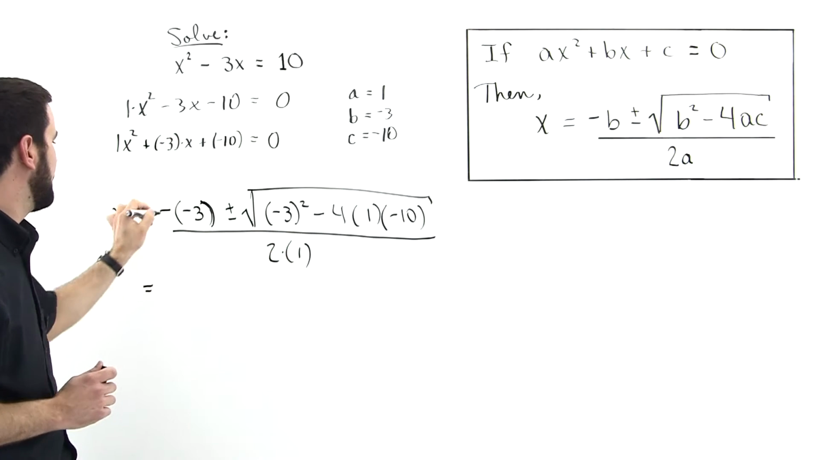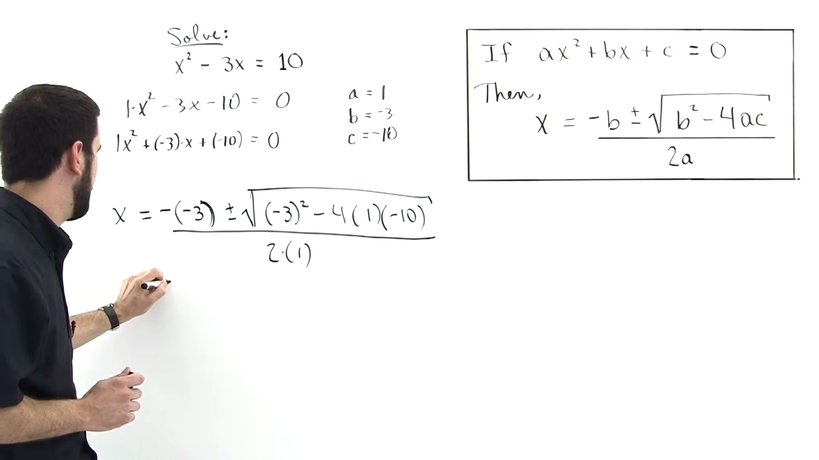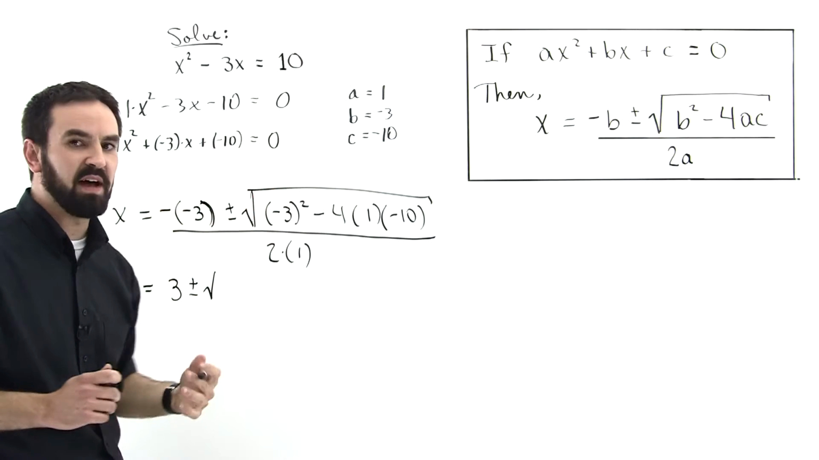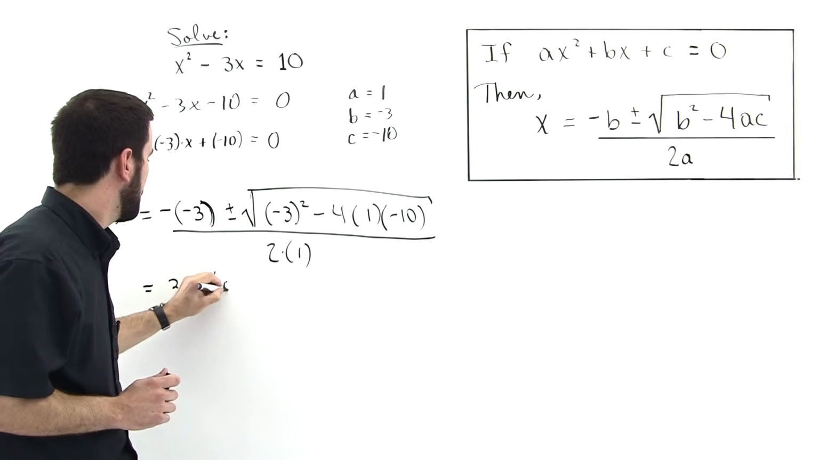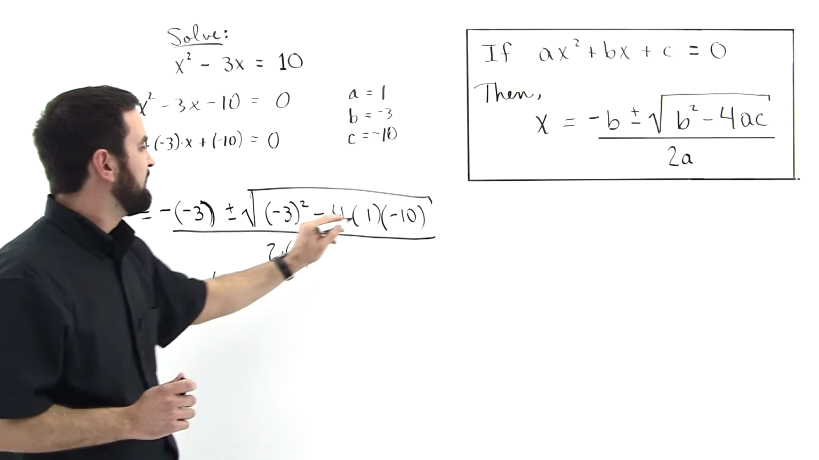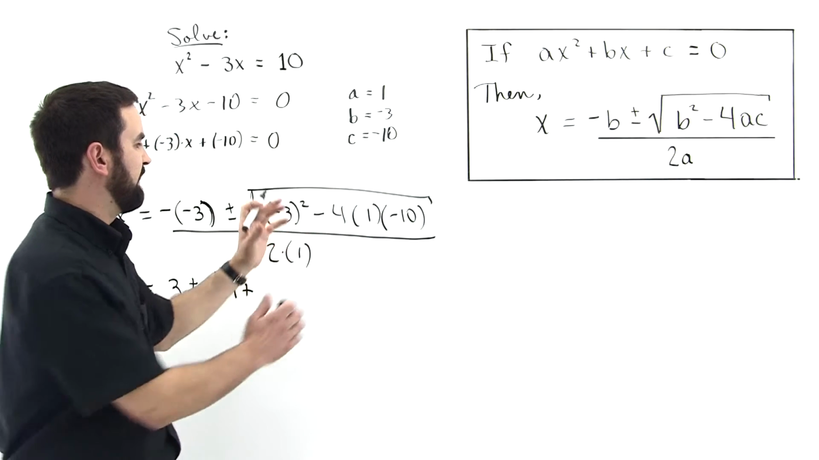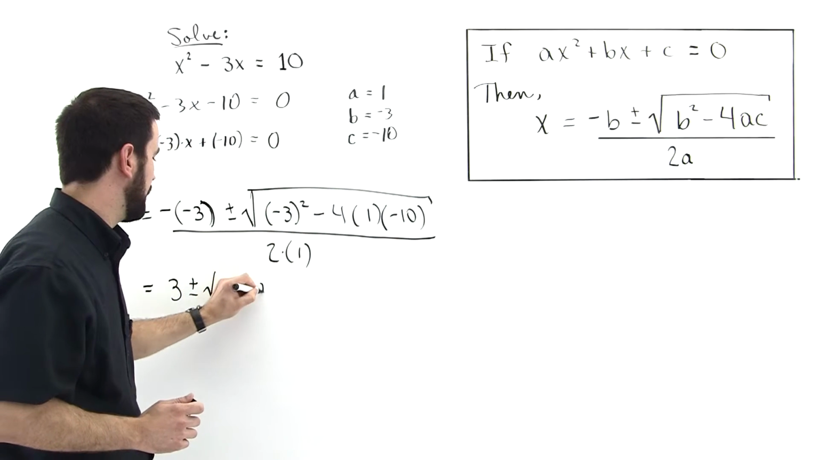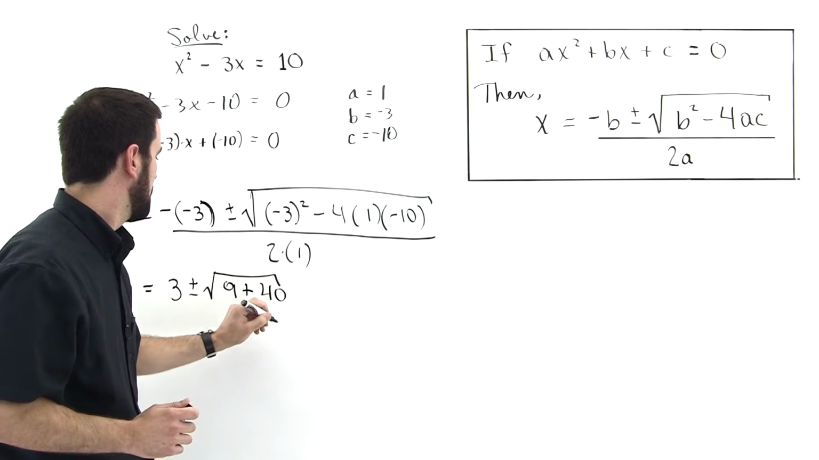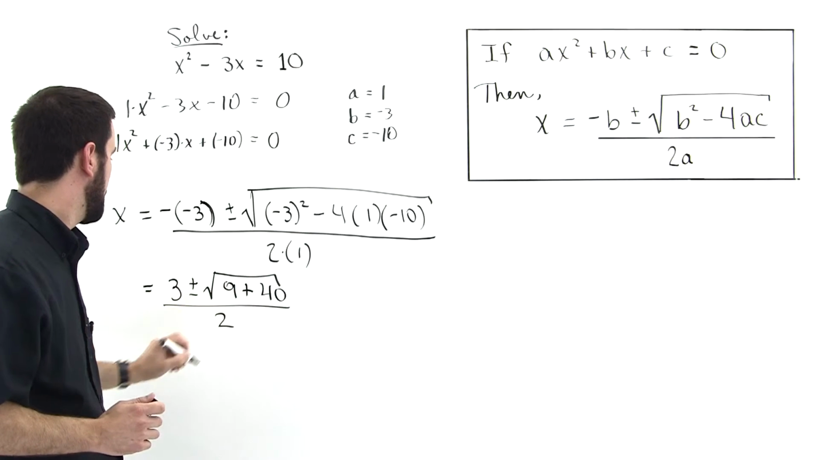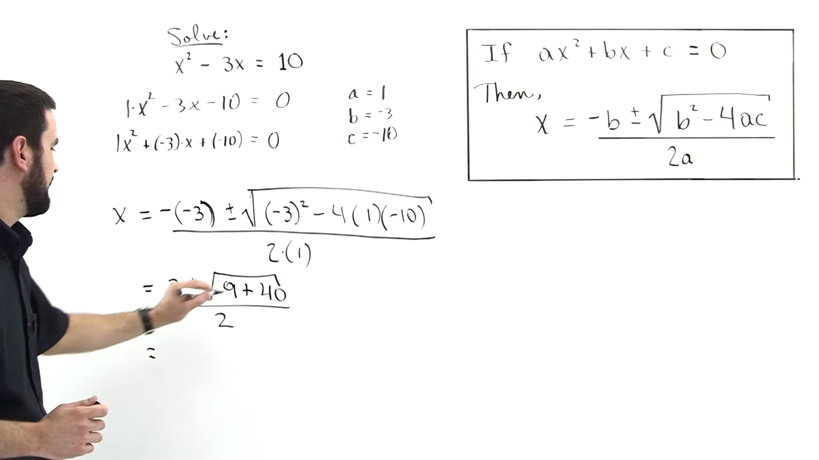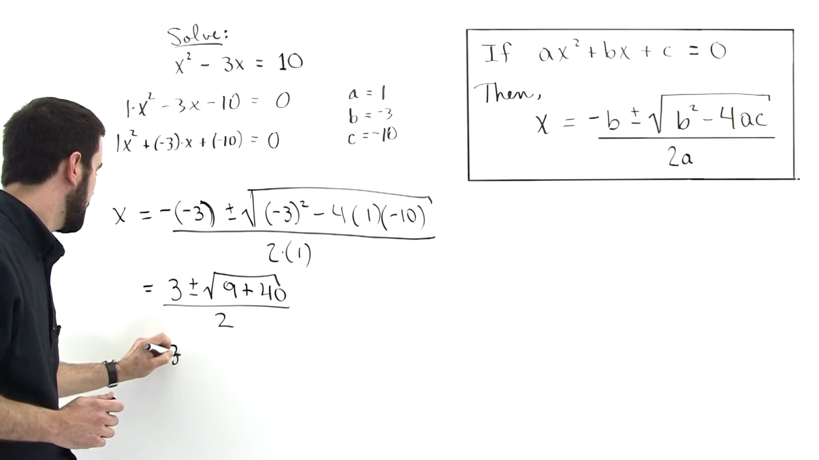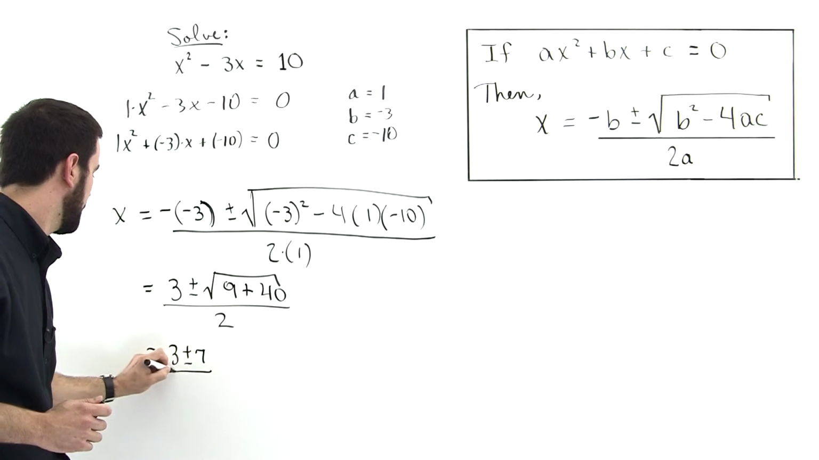So then this is equal to, these negatives cancel, so we're left with positive 3 plus or minus the square root. Negative 3 squared is positive 9, so we have 9 plus, this negative cancels with this negative, so that we're left with a positive quantity here. And this 4 times 1 times 10 is 40, so plus 40, divided by 2. So then this is equal to, 9 plus 40 is 49. The square root of 49 is 7. So we have 3 plus or minus 7 divided by 2.